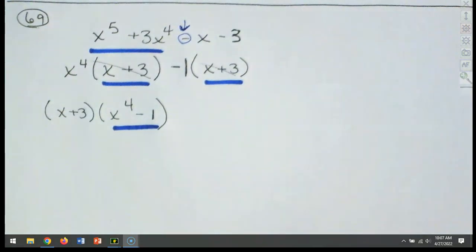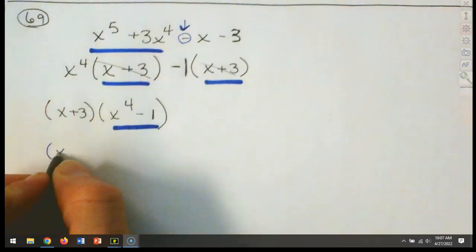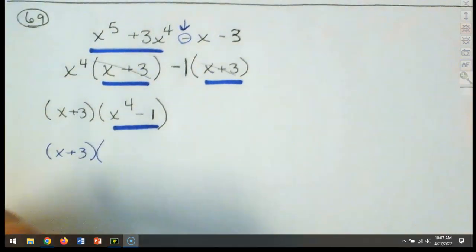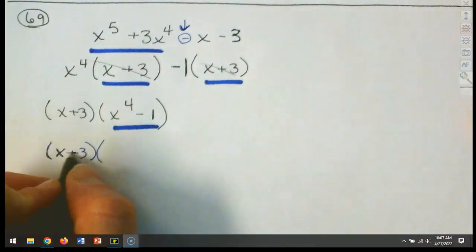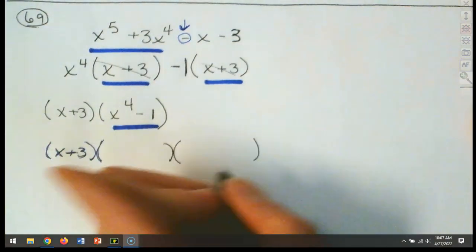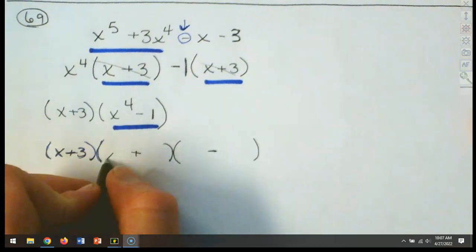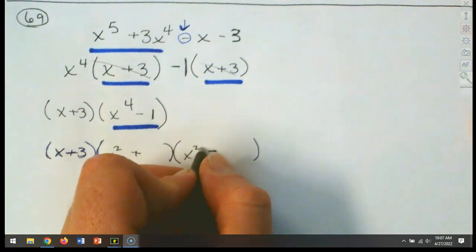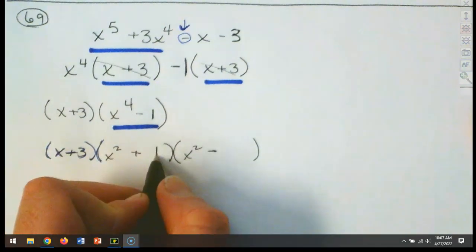Well, if we look at it, just what I got underlined there, that's a difference of squares, isn't it? Because 1's always a perfect square. And x to the 4th, we can split that up into x squared and x squared. So this is a difference of squares. So we're going to go ahead and factor this one as a difference of squares. And that's going to be x squared and x squared. And 1 is a perfect square of 1 and 1.